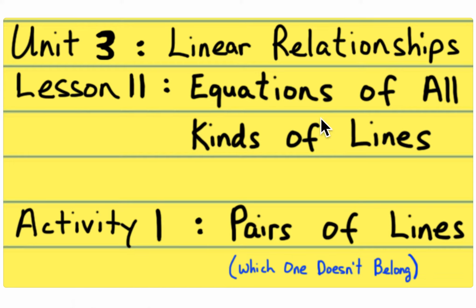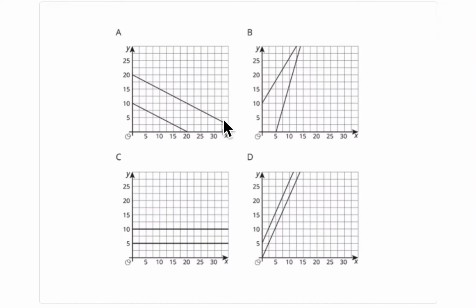This is lesson 11, equations of all kinds of lines. This is activity 1, pairs of lines. And in this activity, there are 4 pairs of lines, and there's something unique about each pair.